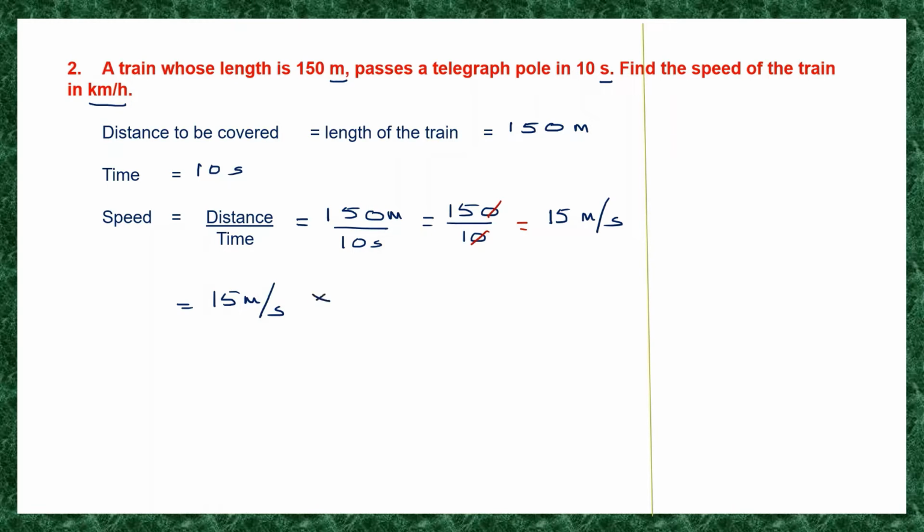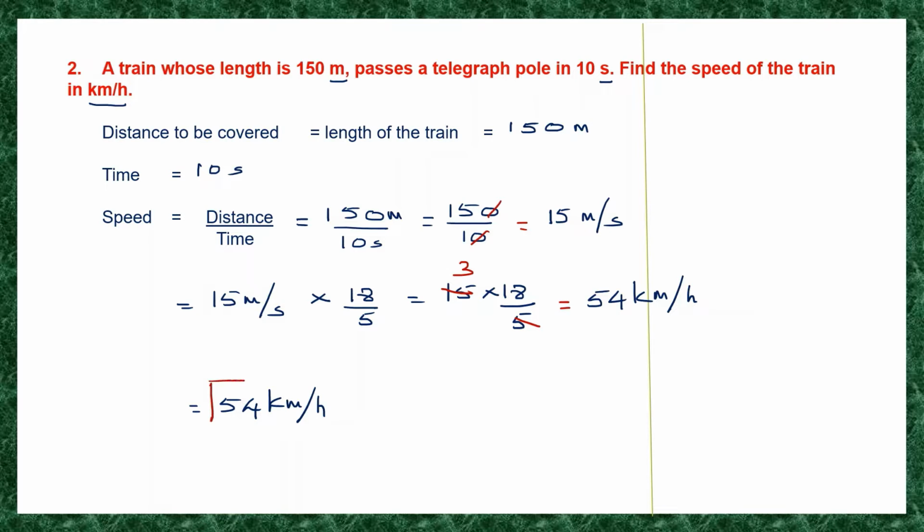For that we multiply this by 18 by 5. So that is 15 into 18 by 5. This is the easiest way of doing it. 5 threes are 15. Now 18 into 3 is 54. So this is 54 kilometers per hour. So we have found the speed of the train in kilometers per hour to be 54. So use the simple way of converting from meter per second to kilometers per hour.